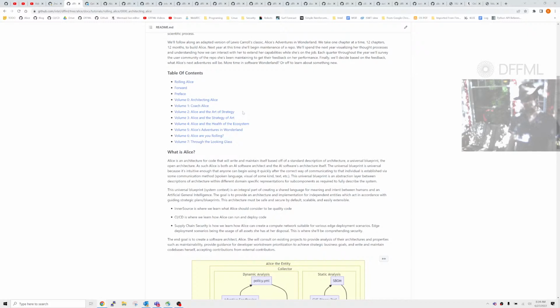So this is how we've built her, architecting Alice. Coach Alice is Alice, the overlays of the software engineer, the software architect. And then Alice and the Art of Strategy, the communication overlays, Alice and the strategy of art, these effectively become our security in this new environment, in this new threat landscape. And once we have that, we've got our functionality, Coach Alice. We've got our communication with the outside world, Volume 2, Alice and the Art of Strategy.